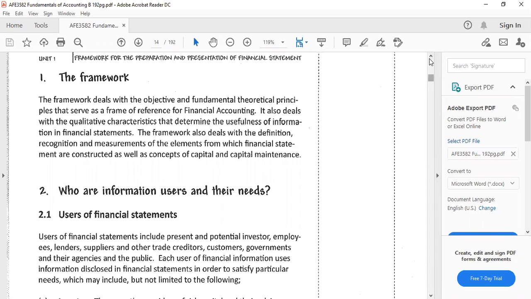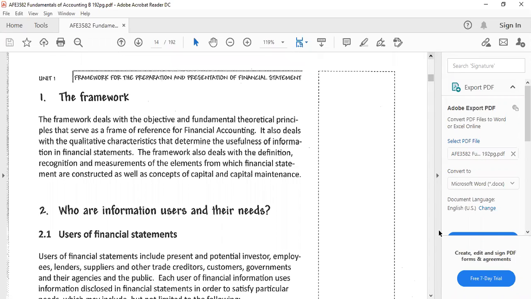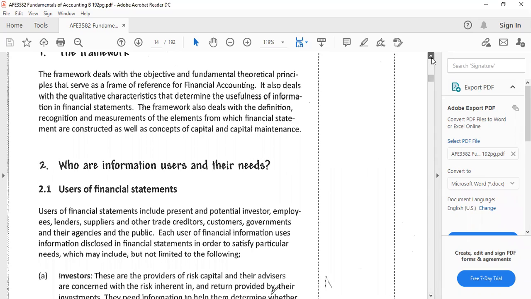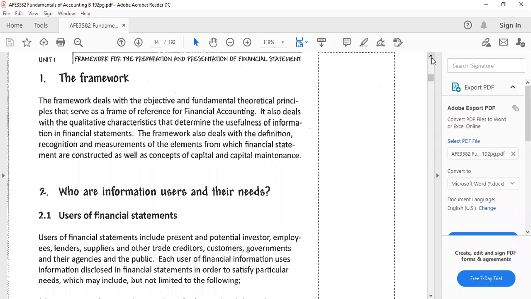You are using a study guide for this fundamental accounting. Yeah. So the first chapter, because I do not have slides of Unit 1, we'll be using the study guide, while the rest of the chapters will be using slides. It's the first page, first topic, Unit 1, framework. I got it.